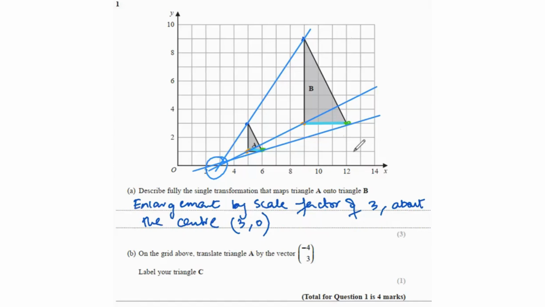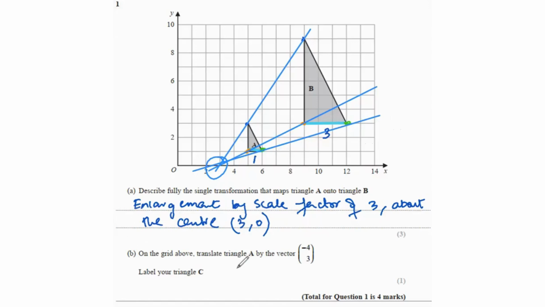And for the scale factor, what you will do is take the new image that we have and divide its length by the original image. And that over here is 3 and over here it's 1. So 3 divided by 1 is 3. So scale factor is 3.